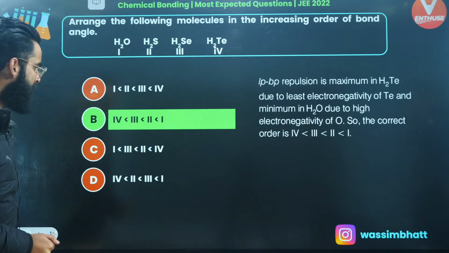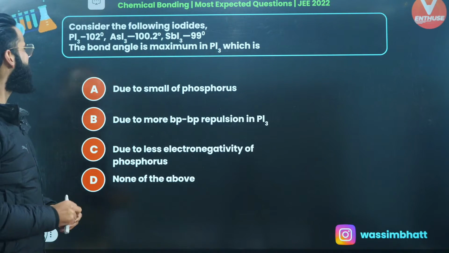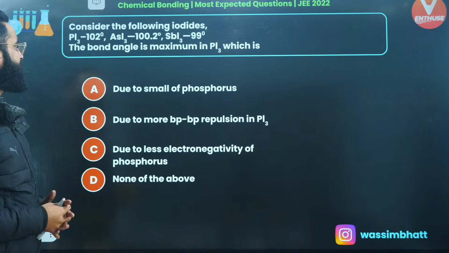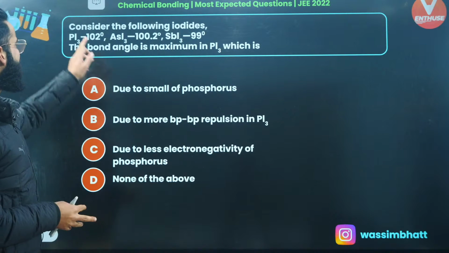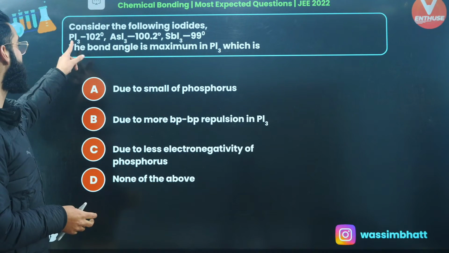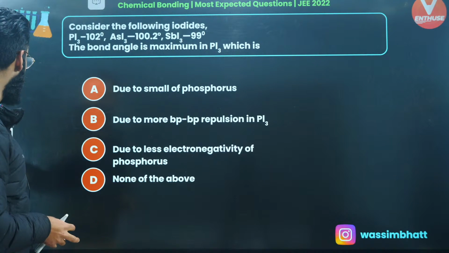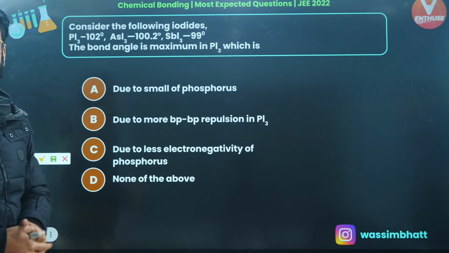Let me quickly move on to one more question then. Consider the following iodides: PI3, AsI3, SbI3. Bond angles are given. Bond angle is maximum in case of PI3, which is due to what? What is the reason for the bond angle of PI3 to be maximum among all?